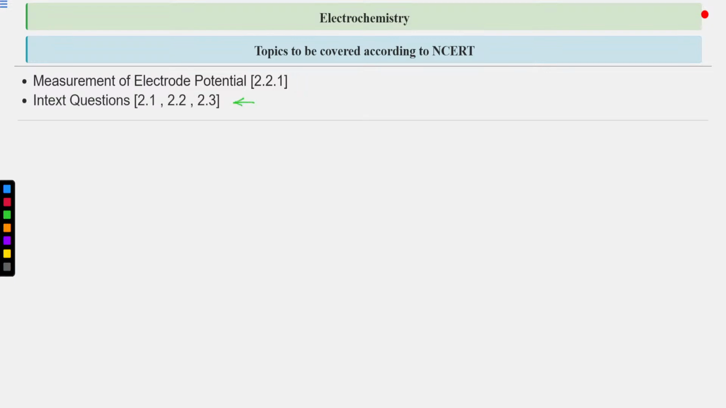And secondly, the topic which we are going to cover is in-text questions. So we will see some practice questions, or in-text questions, which we have taken from the NCERT textbook, which are marked as 2.1, 2.2, and 2.3. So these are the two topics which you are going to see in today's lecture.